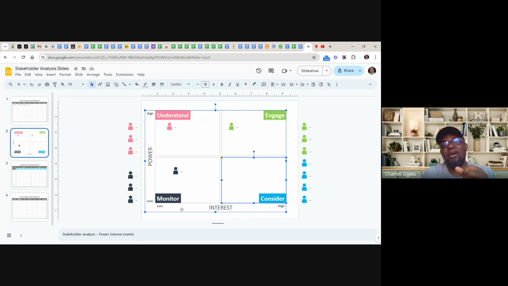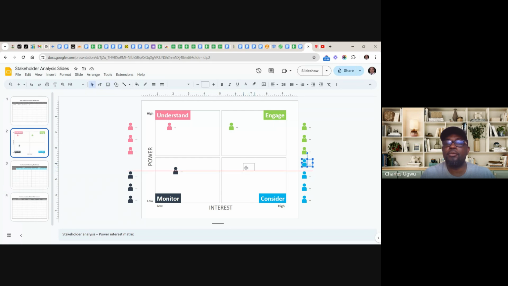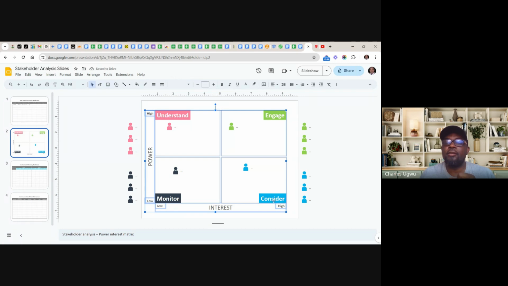These people, they don't have power. You can see they are at the lower chamber. So everybody at the lower chamber, they don't have power. These are them. And then these people, they have high interest in these projects, but they don't have power.